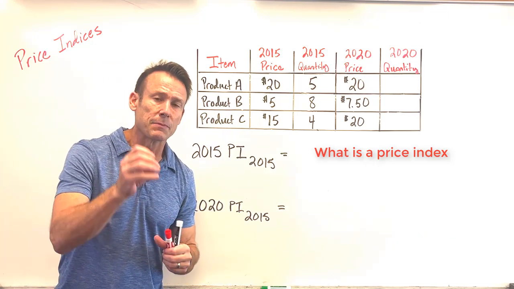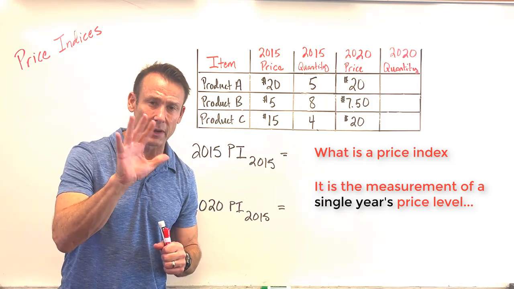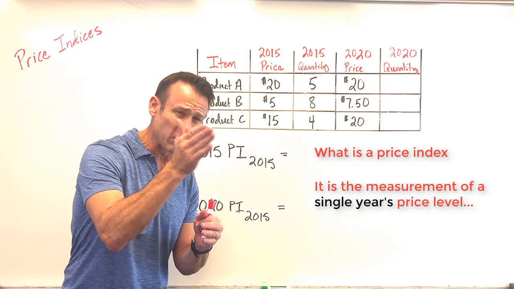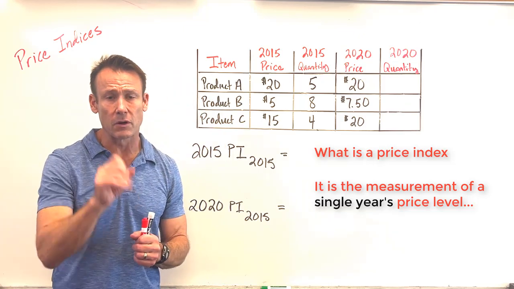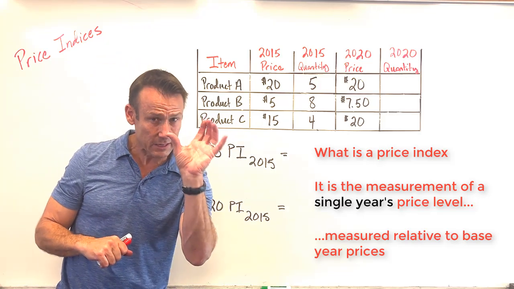A price index is the measurement of a single year's price level. I want everybody to hear that. It's the measurement of 1 year's price level. That's what a price index is doing. It's measuring 1 year's price level. Now the second part, relative to base year prices. Both of those are important, but I absolutely want kids to hear that first part.